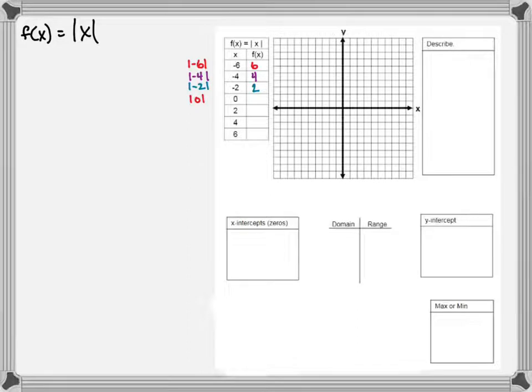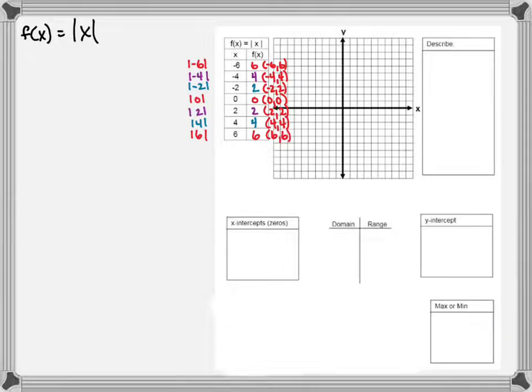The absolute value of 0 is 0. The absolute value of 2 is 2. The absolute value of 4 is 4. The absolute value of 6 is 6. So we are going to take the x, y values here and form ordered pairs. So I have (-6, 6), (-4, 4), (-2, 2), (0, 0), (2, 2), (4, 4), (6, 6).